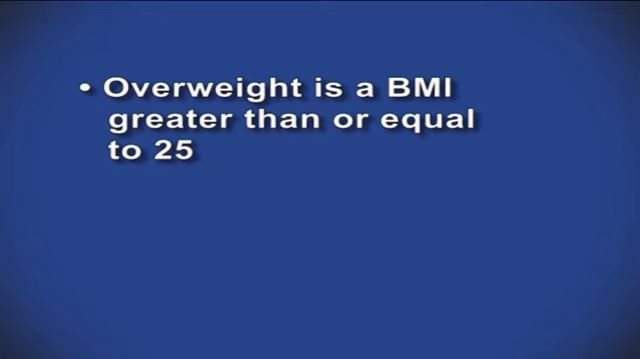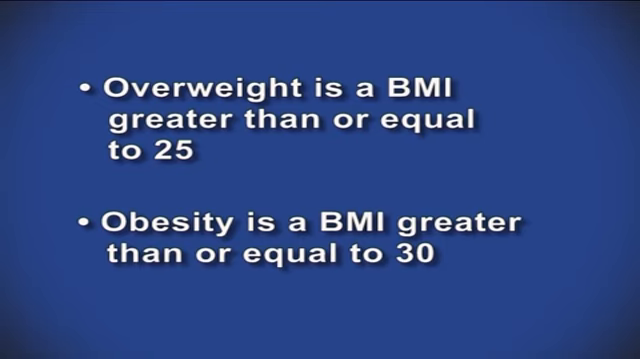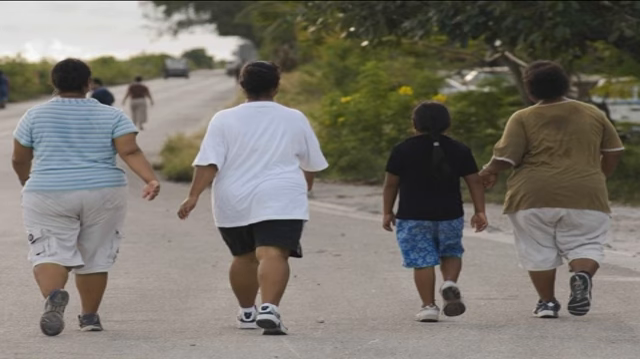For adults, the World Health Organization, WHO, defines overweight and obesity as follows. Overweight is a BMI greater than or equal to 25 and obesity is a BMI greater than or equal to 30. For children, age needs to be considered when defining overweight and obesity.